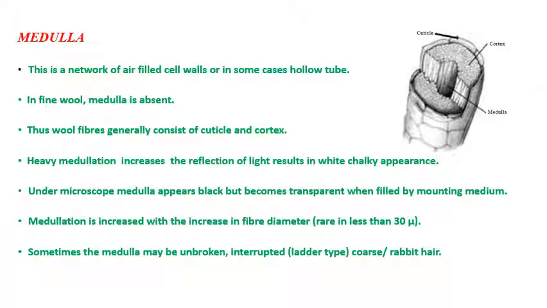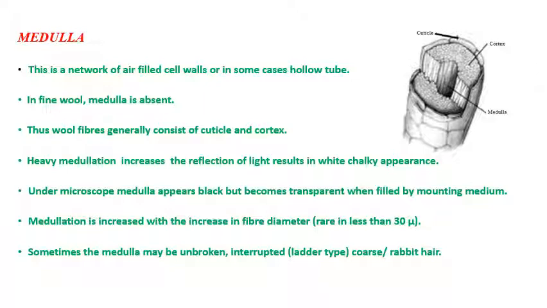Now we will discuss the third structure, that is medulla. As I have already mentioned, in the case of true wool or fine wool, there will be only two structures: outside the cuticle of scale, and the major one inside, that is cortex, which is made up of protein like keratin. But in the case of coarse wool or when the diameter is more, then there comes a third structure, that is the medulla. So this is a network of air-filled cell walls, or in some cases a hollow tube, as you can see in the picture.